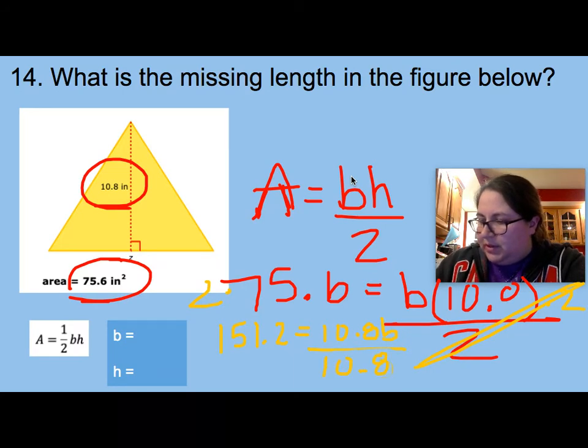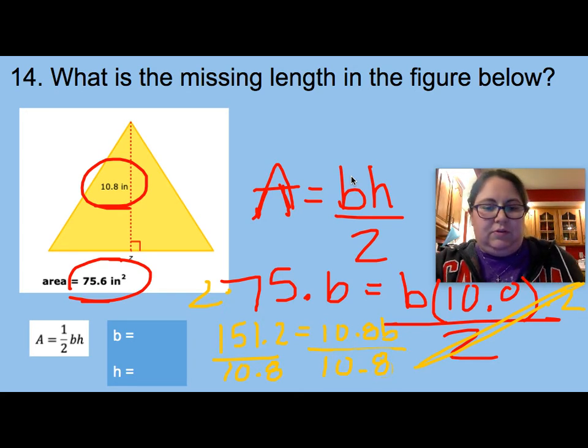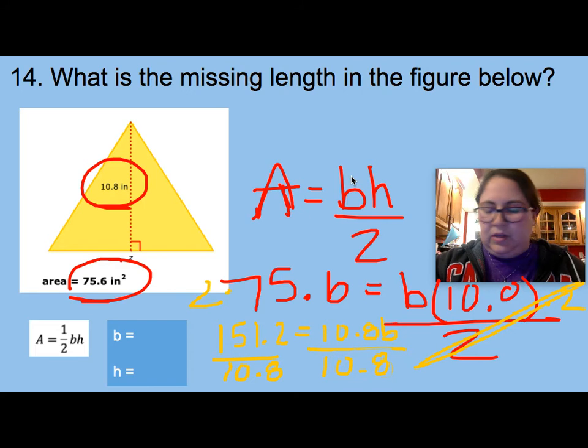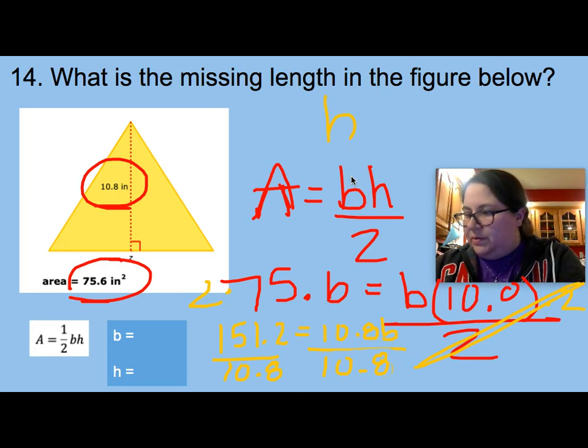So we want b by itself. So we're going to take 151.2 divided by 10.8, and we end up with b equals 14.